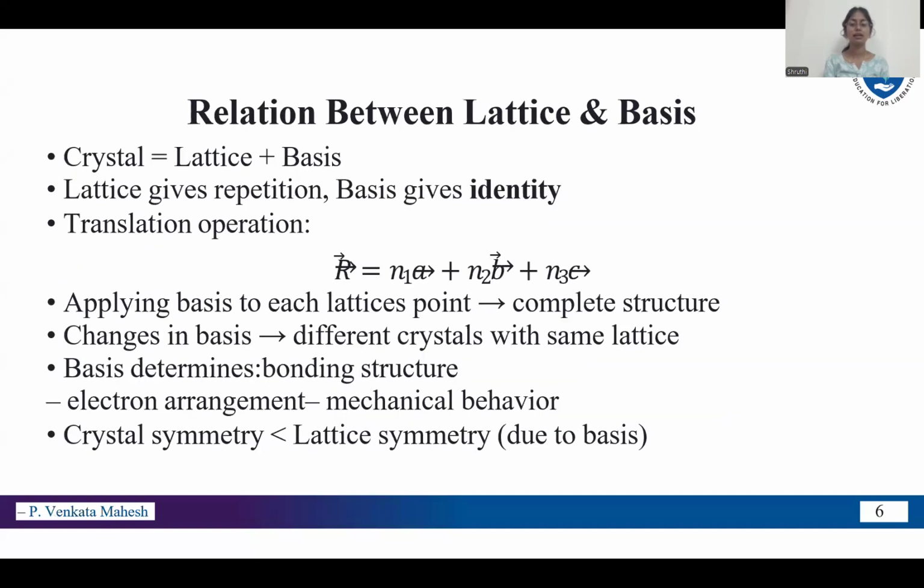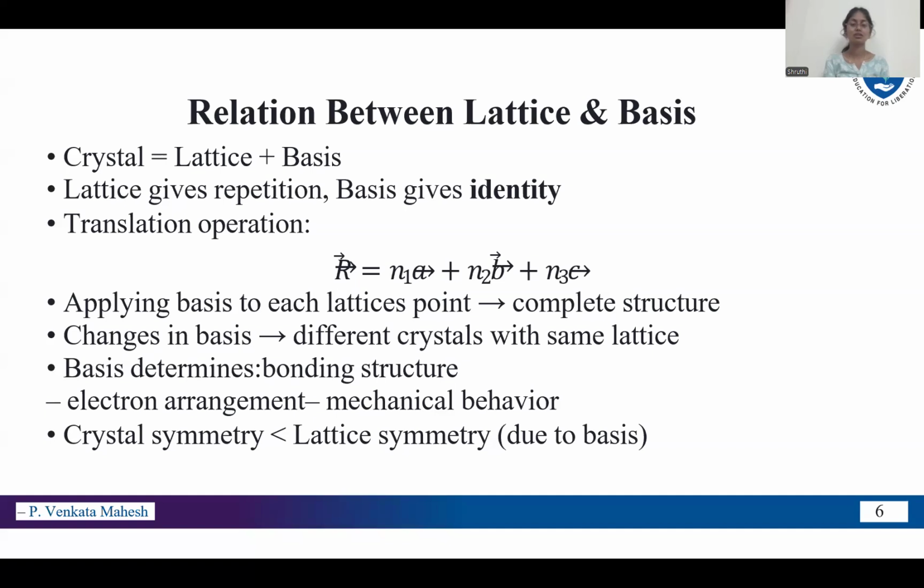Relation between lattice and basis. Crystal structure equals lattice plus basis. This means the lattice gives the periodic arrangement and the basis gives the actual atomic arrangement. Combining them gives the full crystal. The lattice gives repetition and the basis gives identity.